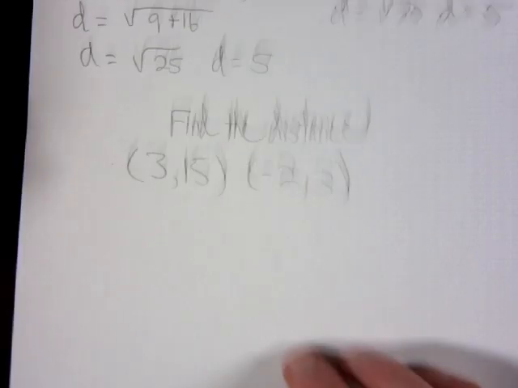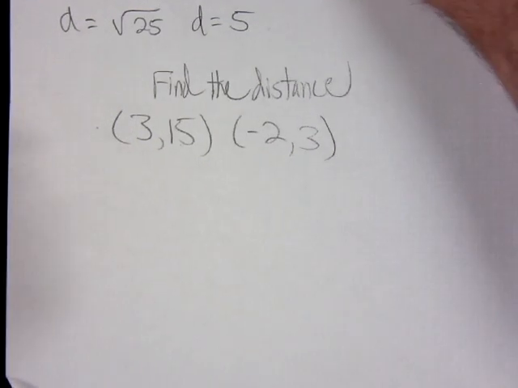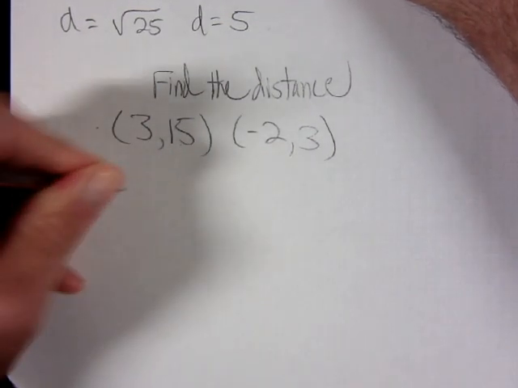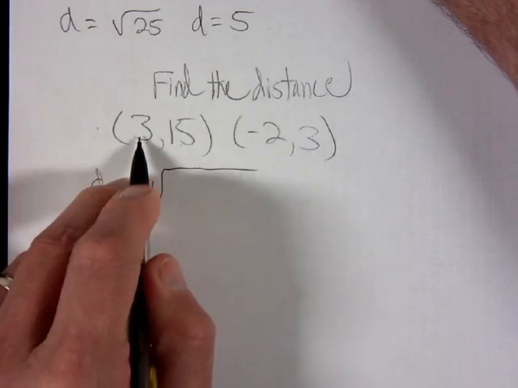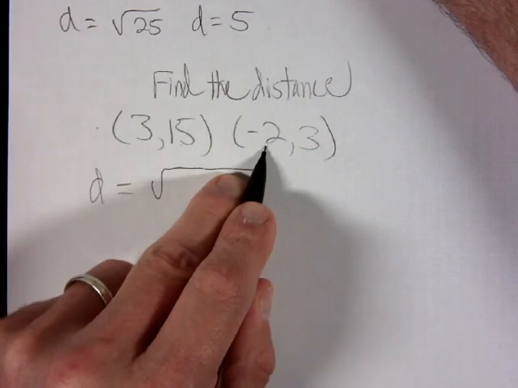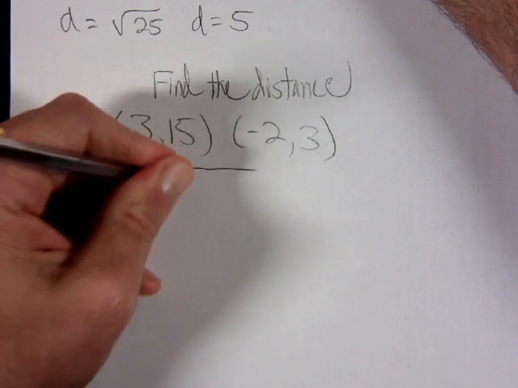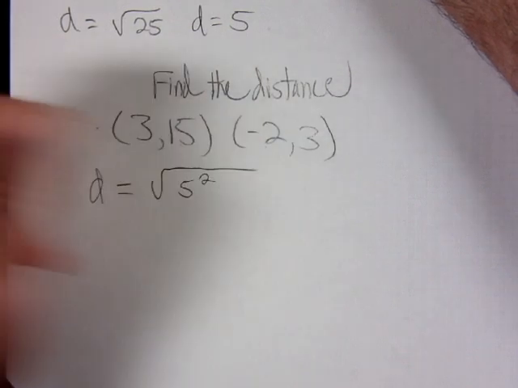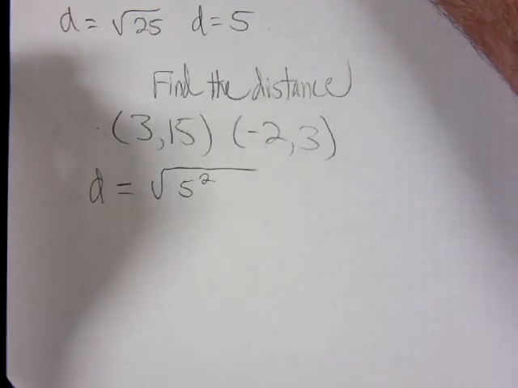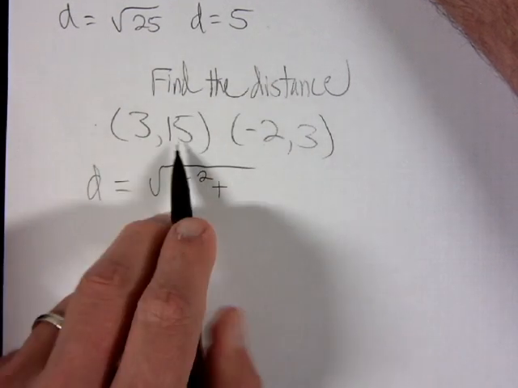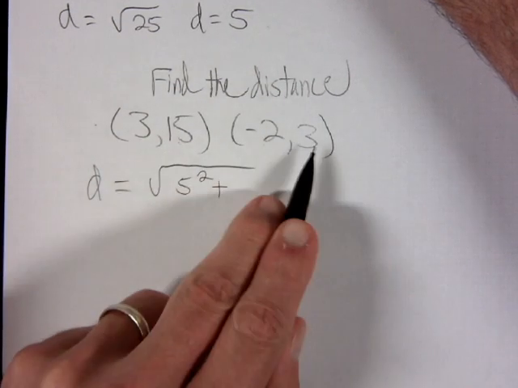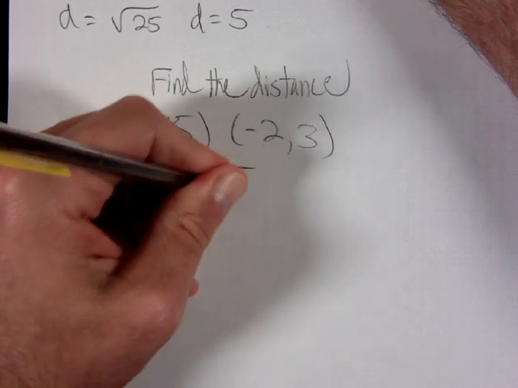All right, so again, we want to find the distance. Here's the next problem. So it's going to be d equals the square root of. All right, so again, I need the change in x. From 3 to -2, that's down by 5. So we'll just write 5, remember? Even though it's down, you don't have to write negative because it squares itself out, plus. The change in y from 15 to 3 is a change of 12. It's down by 12.